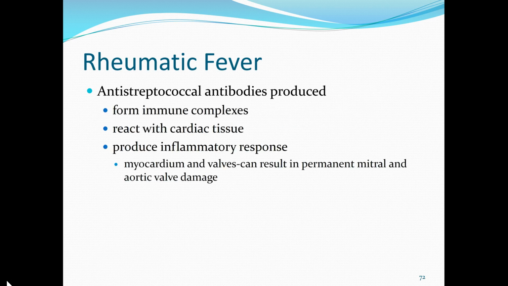And so anti-streptococcal antibodies are produced, and so it forms immune complexes. It reacts with the cardiac tissue, and it produces an inflammatory response. So again, the myocardium and the valves, and it can and does result in permanent mitral and aortic valve damage.